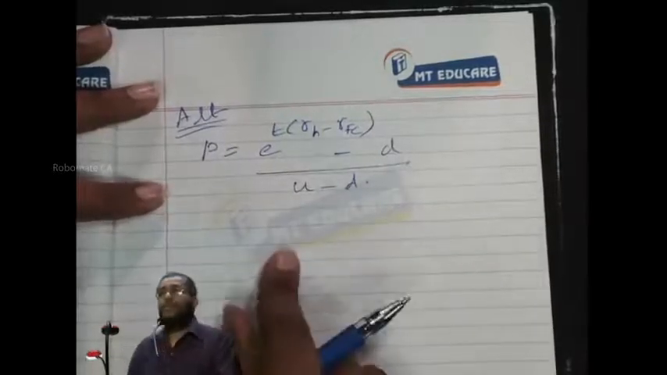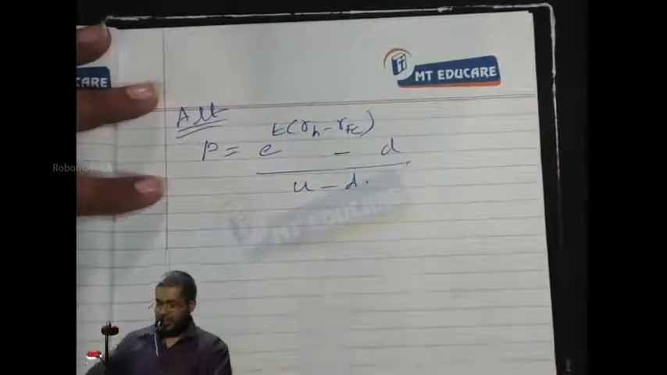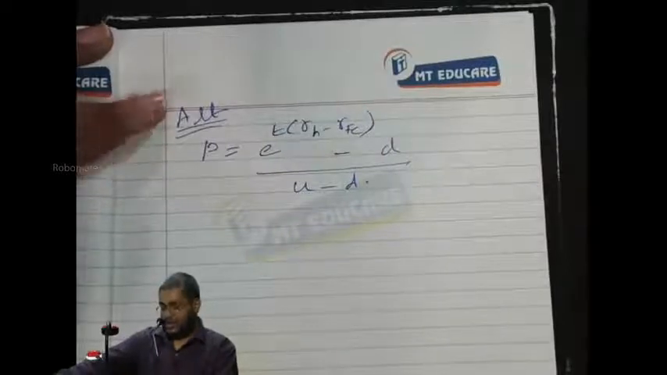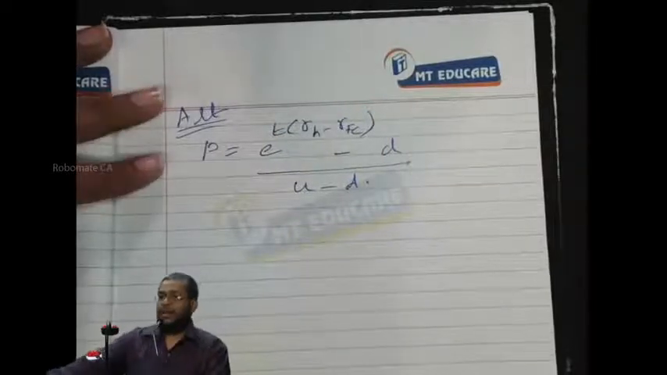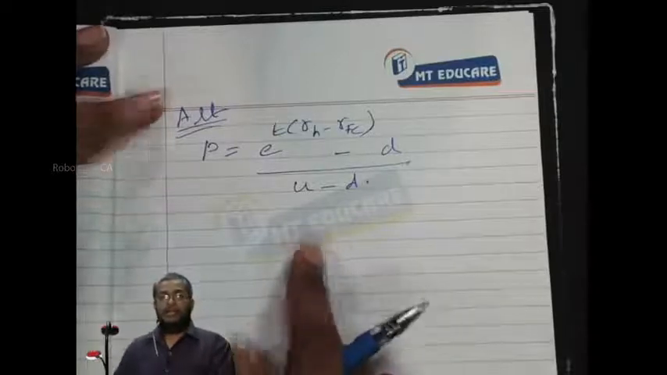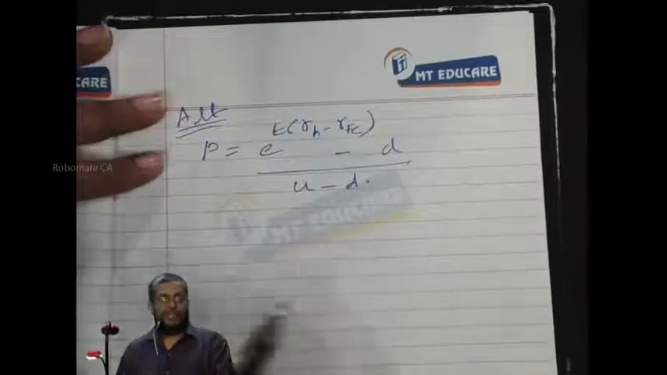Are you writing along with me? Probability is equal to e power T(RH minus RFC) minus D divided by U minus D. Please tell me yes or no?